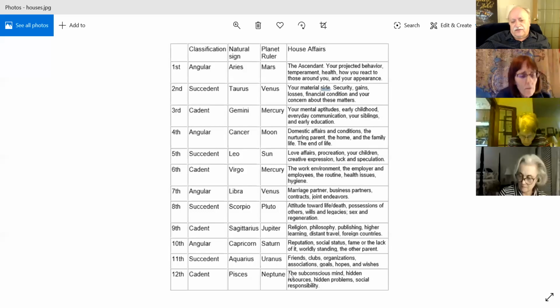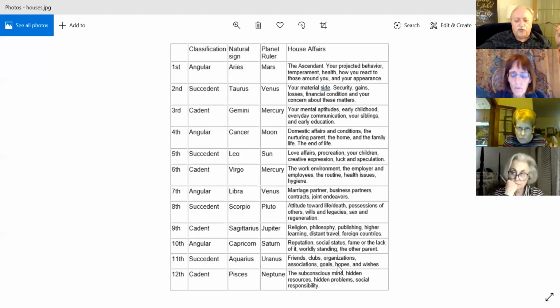Now, the 11th is very, very misunderstood, very understated. Let's talk about what this says about the 11th. It is friends, clubs, organizations, associations, goals, hopes, and wishes. Well, I have found that to be very glib. What I've learned in the past 10 years is it's about hopes and wishes. I mean, it's big. For all those years, 30 years, I thought it was, oh, your hopes and wishes, blow out the candle. No, this is what your fevers are about. It's a big deal.